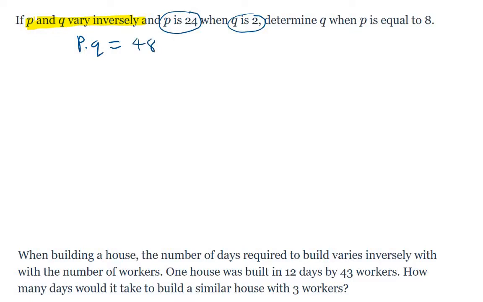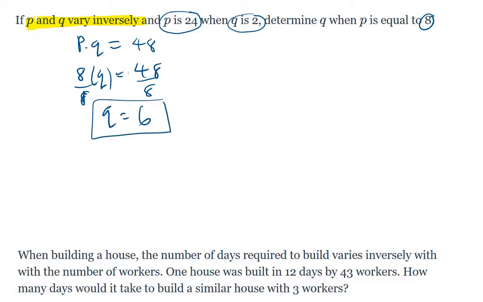Okay, so if you multiply here, you get 48. Now that means P times Q is always 48. So now if you are given P to be 8, that means 8 times Q equals 48. So now we are going to divide both sides by 8. If you divide by 8, you get Q equals 6. So now we know Q is actually equal to 6. All right, so that's what you do when you are given a problem like that.